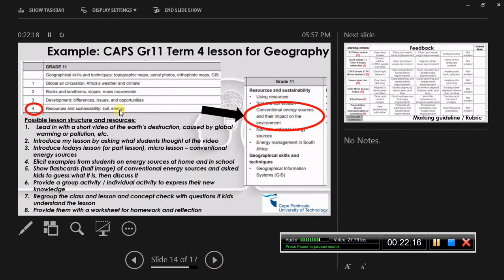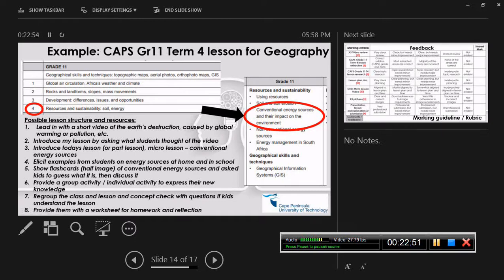Here's an example. So I took geography as a subject, and I downloaded the CAPS document and I extracted the grade 11 and term 4 section. So this over here shows the terms, term 1, term 2, term 3, term 4. Term 4, they are looking at resources and sustainability, soil and energy. Now further down in the document, they explain the areas that you have to teach. So I chose conventional energy sources and their impact on the environment.